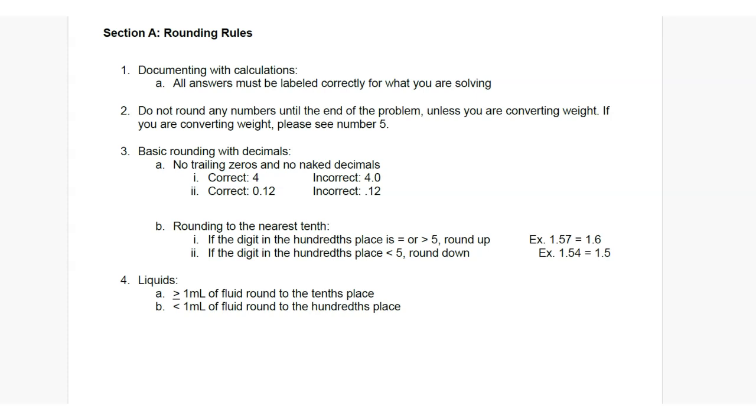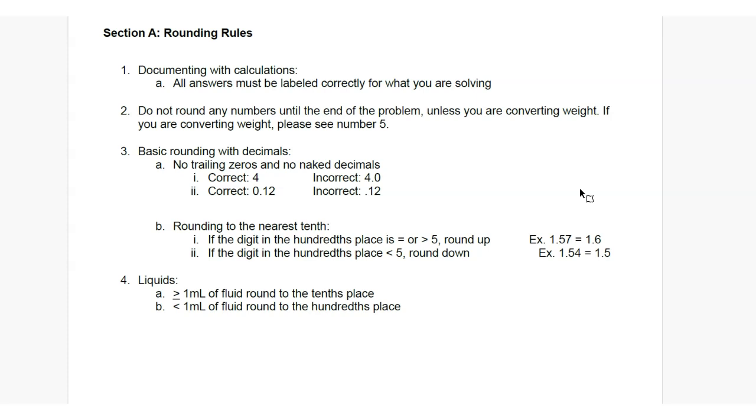Number 3, basic rounding with decimals. You shouldn't put a 0 after a decimal point. So no trailing zeros and no naked decimals. Let's say the answer is 4. It's incorrect to write 4.0. If it's just 4, just write the number 4, because that way you will avoid any potential errors. The last thing you want is for whoever is reading it to not see that decimal point, and then they're going to think it's 40. So it's better to just write the number the way it is, 4.